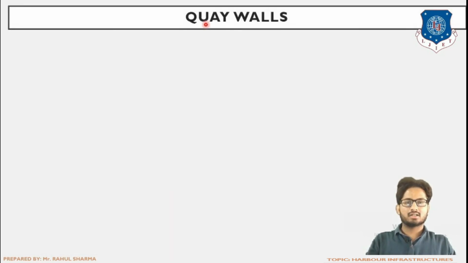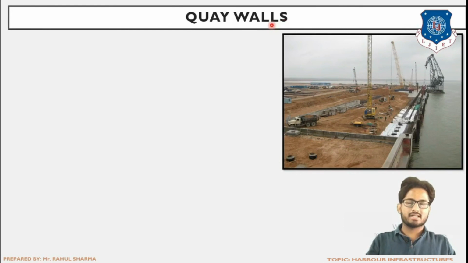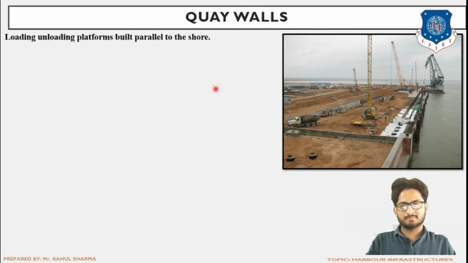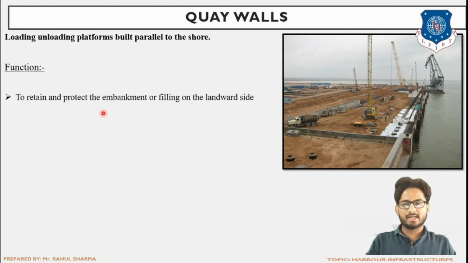Next are the quay walls. We have seen the similarity and difference between wharf and quay. So talking about quay, basically the similarity between wharf and quay is that both are parallel to the shore and both provide berthing on a single side, while the difference is that in quay there is an earth retaining structure. So it is a loading unloading platform which is built parallel to the shore, its function is to retain and protect the embankment or filling on the landward side.